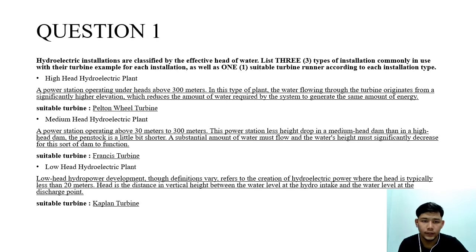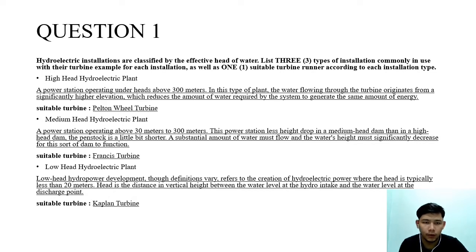For question 1. First, high head hydroelectric plant, a power station operating at a head above 300 meters. In this type of plant, the water flowing through the turbine originates from a significantly higher elevation, which reduces the amount of water required by the system to generate the same amount of energy. A suitable turbine is the parallel turbine.